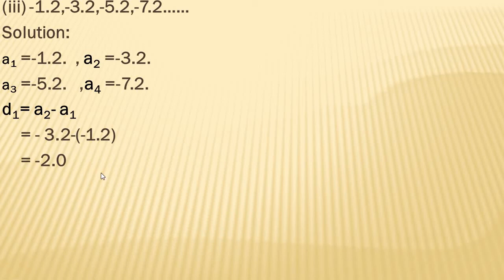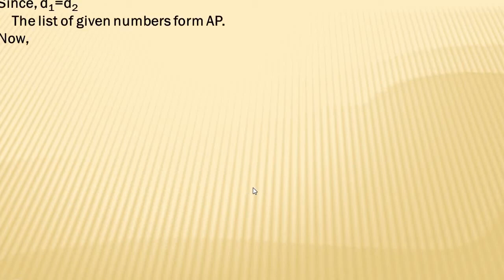In this way, find out the common difference of the first two terms and then the next two terms also. The third term minus the second term. The same procedure. Be careful here because you have a minus sign. So you will not add here, you will subtract it. Then you get the answer minus 2.0. So what we found is the common difference between these two pairs of terms is equal. It's minus 2.0 in both cases. So it forms an AP. This list of numbers forms an AP.